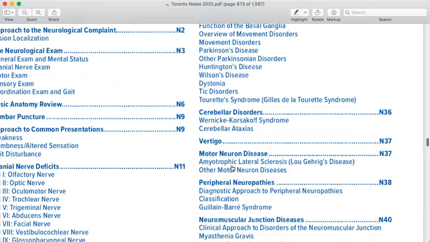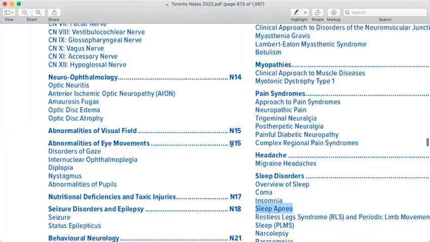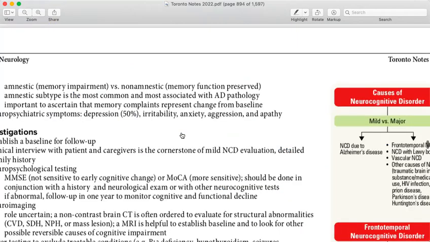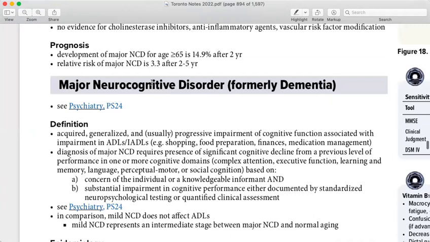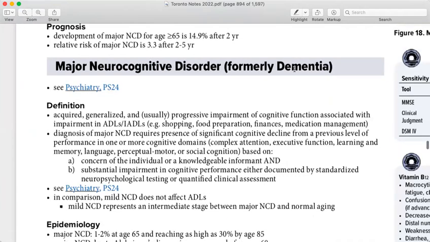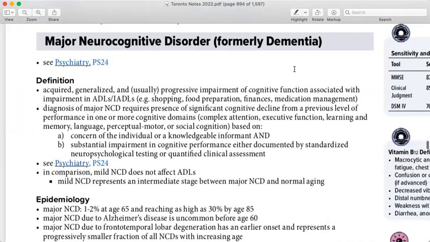Now let's do dementia and delirium. Major neurocognitive disorder, formerly called dementia. Usually in this condition, IADL and ADL are both disturbed. So you need to know what is IADL and ADL. It's mostly written in geriatrics. So if you can remember it.